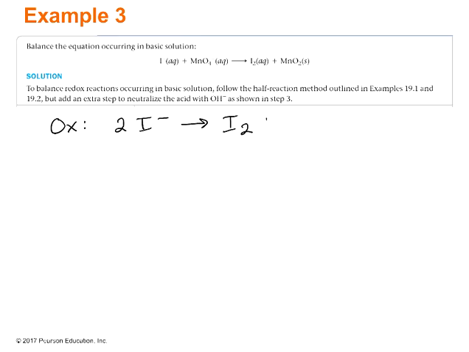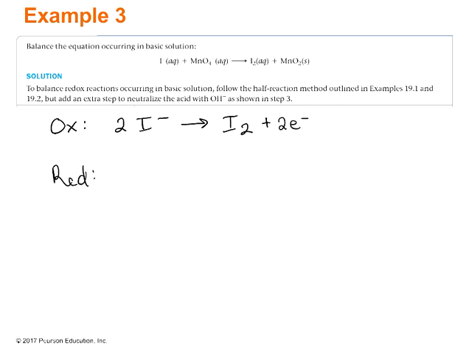2, right? The other way you can think of that is we have to balance the charges on both sides. So we have 2 negative charges on the left, and we need 2 negative charges on the right. Now, what about our reduction half reaction?